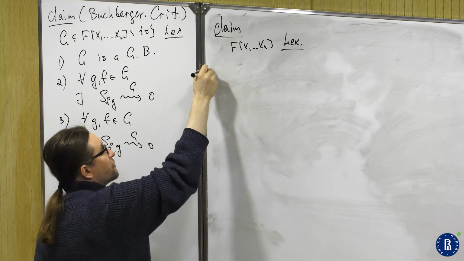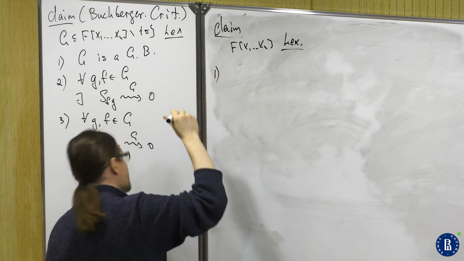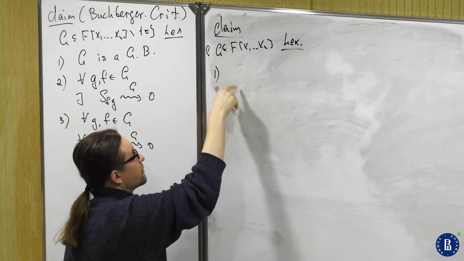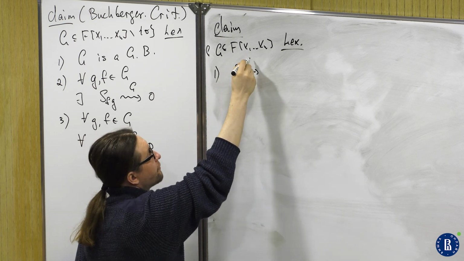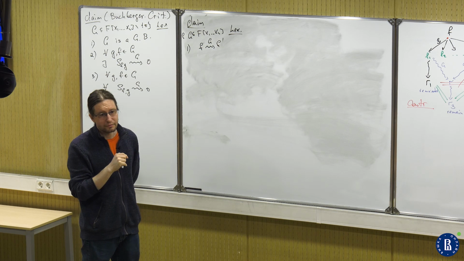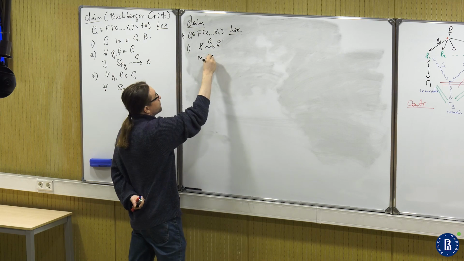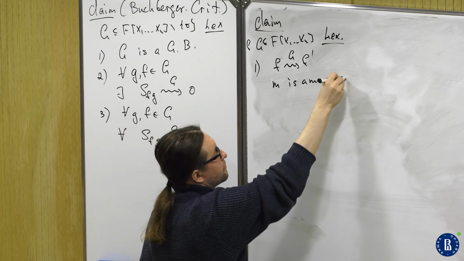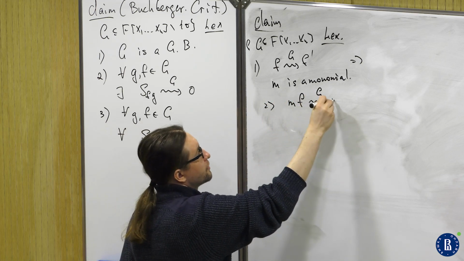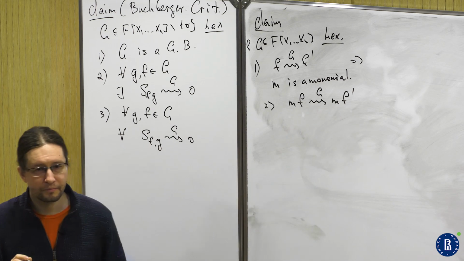Then, suppose we can, okay, so G is a subset here, and F is a polynomial. Suppose we can reduce a polynomial F using G to a polynomial F prime. Here prime is just a name of the polynomial, it's not a derivative. And M is a monomial. Then we can reduce M times F to M times F prime.